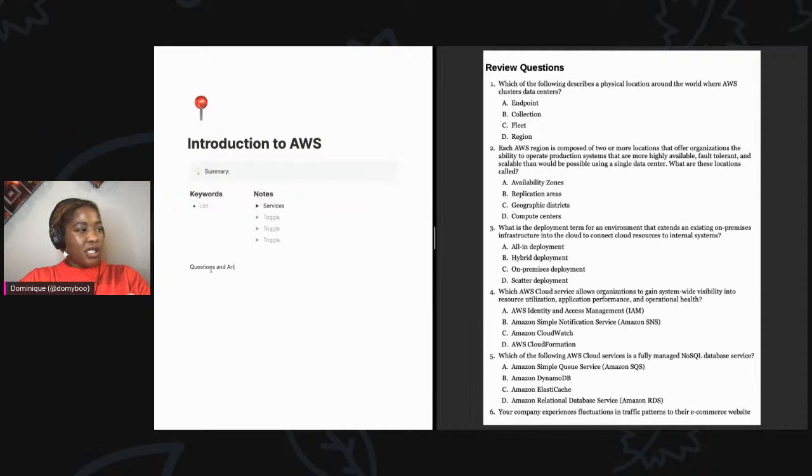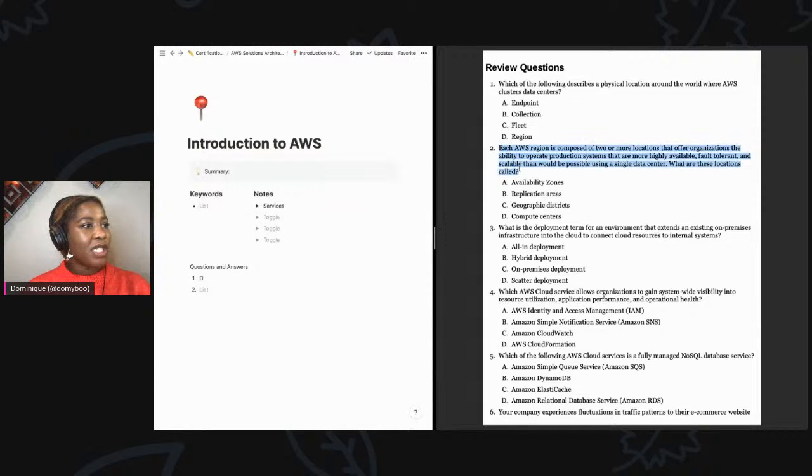Questions and answers, chapter 1. Number 1. Which of the following describes a physical location around the world where AWS clusters data centers? Endpoint, collection, fleet, or region? I'm definitely going with D because none of those make sense.